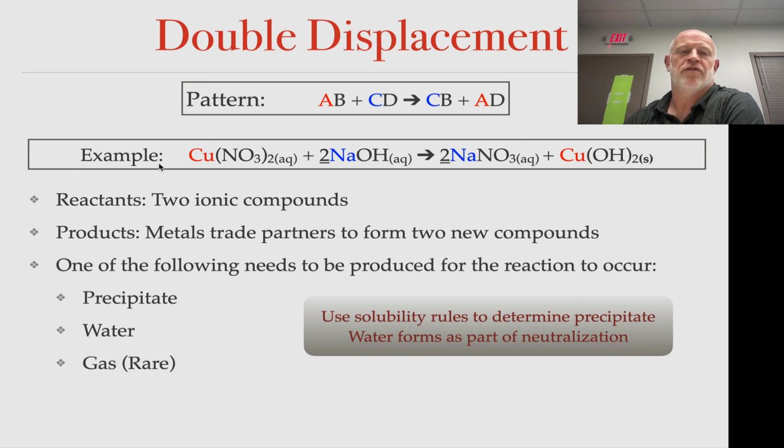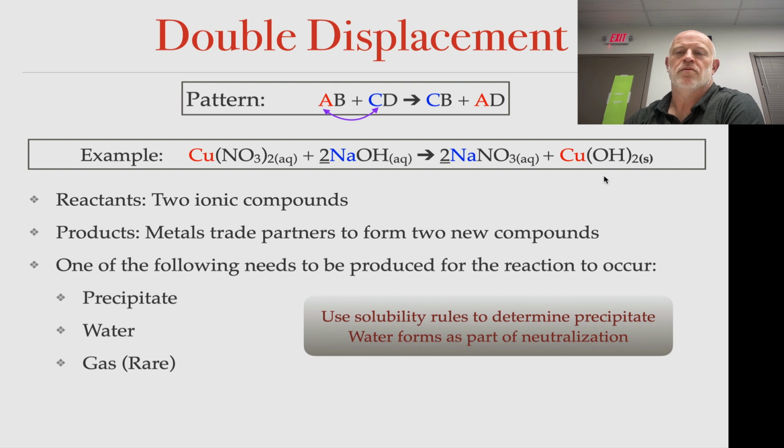Well, we need to start off as our reactants, two ionic compounds. So we first of all see copper 2 nitrate as one ionic compound and sodium hydroxide as our second ionic compound, both in solution. So we really have a bunch of ions floating around in water. They're going to produce products, which is basically going to be a trading of the metal partners. So our A and our C essentially are just going to trade places here to make two new compounds, sodium nitrate and copper 2 hydroxide.